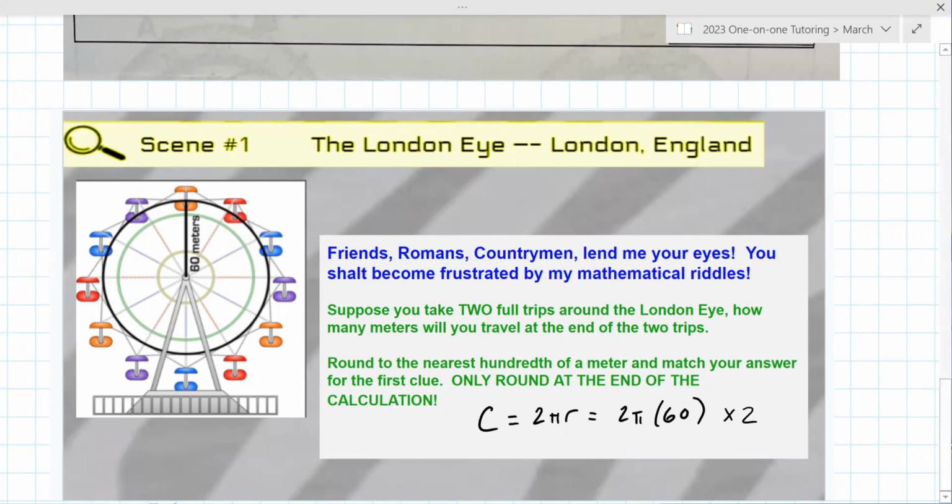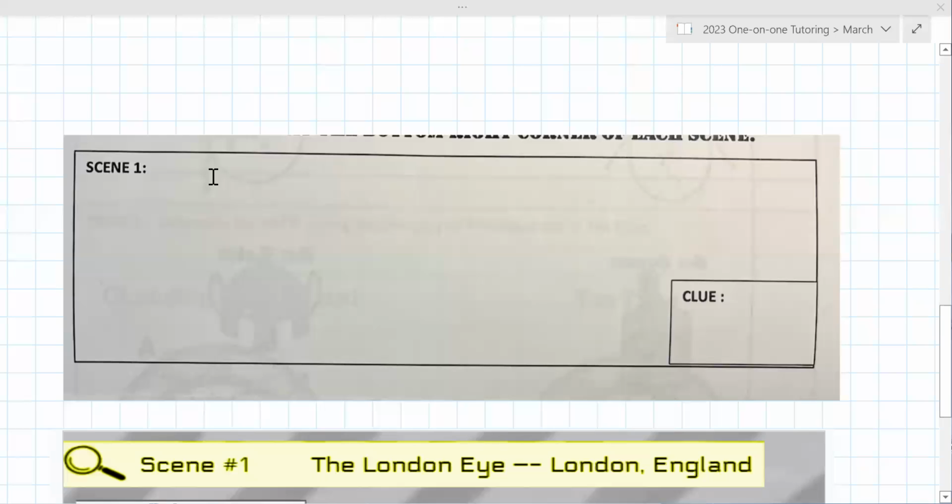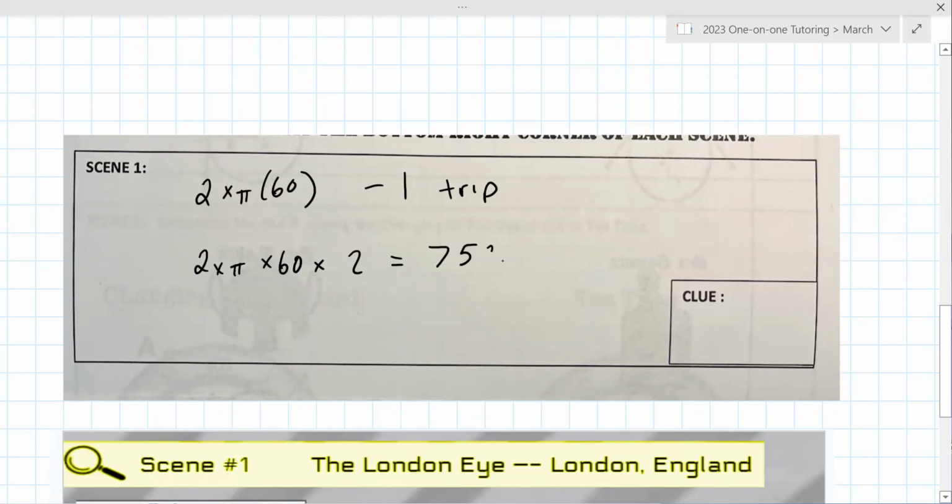2 times pi times 60. Where's pi? 2 times pi times 60 times 2. So 753.98. And then I guess there's a clue.